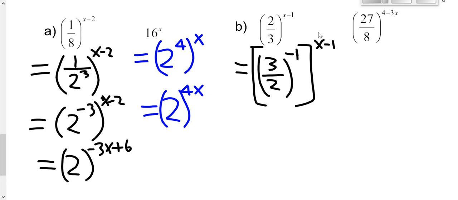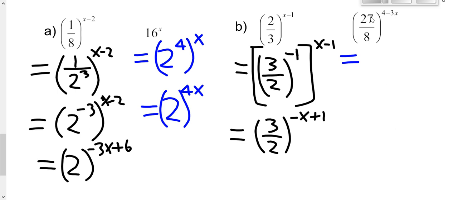So same thing, because we already did the hardest part, figuring out what is a common base anyway. So distribute that. So 3/2 to the -1 times x gives you -x, and then -1 times -1 gives you +1. So done for this one. So for this one here, I'll give you a few seconds. How can I write 27 over 8 as a base of 3/2 raised to an exponent?